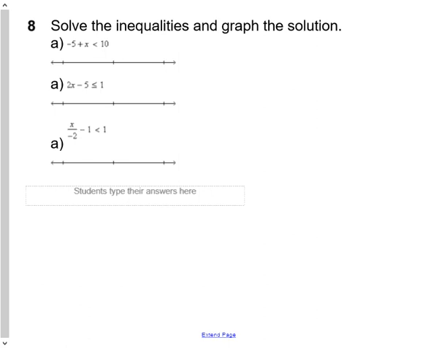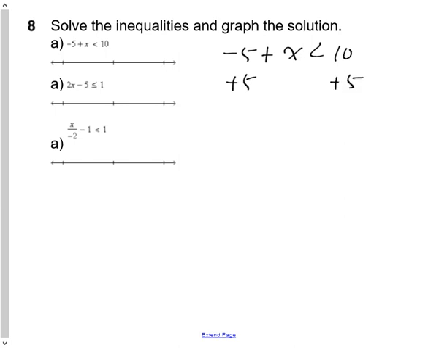Your next question says solve each inequality and graph the solution. So the first one, negative 5 plus x is less than 10. Just like if you were doing an equality, you would get rid of the constant first to find any value that is less than 15 would be values that we could substitute for x to make it true. And if I think about, just to double check my answer, any value that's less than 15, if I say, well, x can be, for example, 10, because 10 is less than 15.